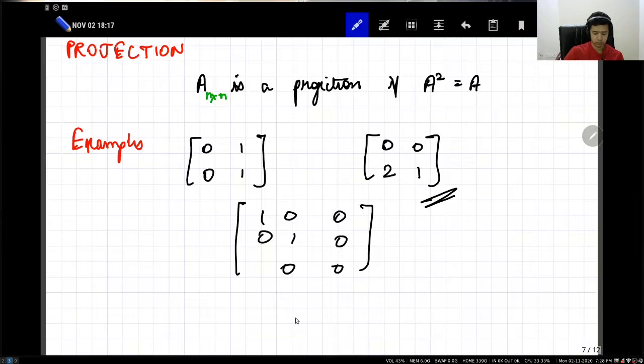So this is a 3 by 3 matrix. Once again, what does this projection represent? Right, so this matrix represents projection onto the xy plane, right?